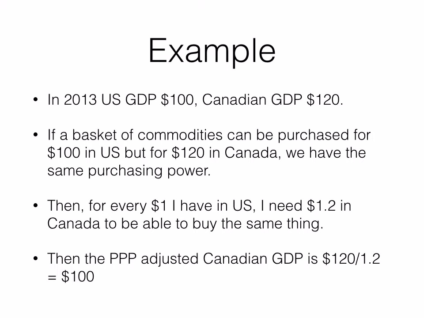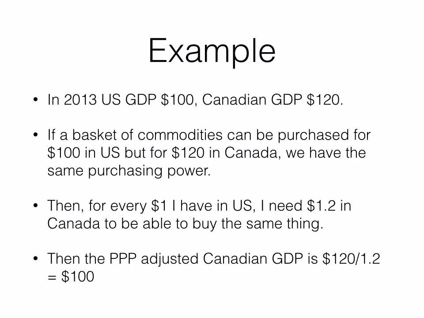That is, we take a basket of commodities and we say, how much does this cost in the United States and how much does the same exact basket cost in Canada? That gives us a good idea about the general price difference across countries. So let's say that a representative basket of commodities, a basket that is consumed by an average consumer in the US and Canada, can be purchased for $100 in the US, but it can be purchased for $120 in Canada. Then in effect, we have the same purchasing power, even though Canada has $120 of GDP, $20 more than the US does.